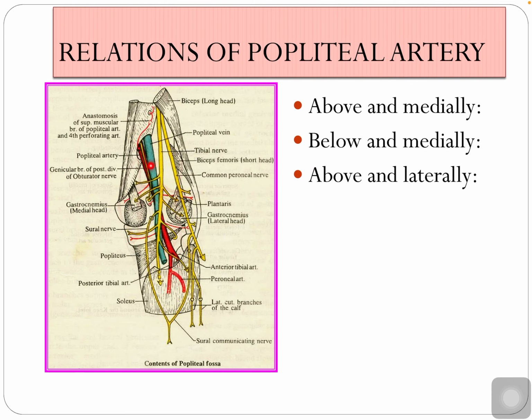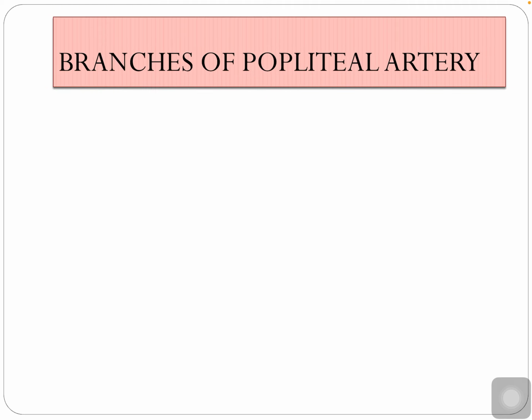Above and laterally: popliteal vein, tibial nerve. So that is the above and laterally. Below and laterally, that will be the lateral head of gastrocnemius. So I have simplified the relations of the popliteal artery for you to understand. I think you should have understood now.